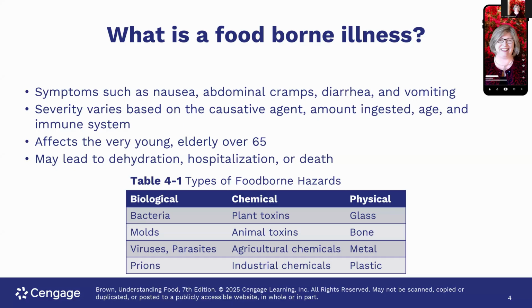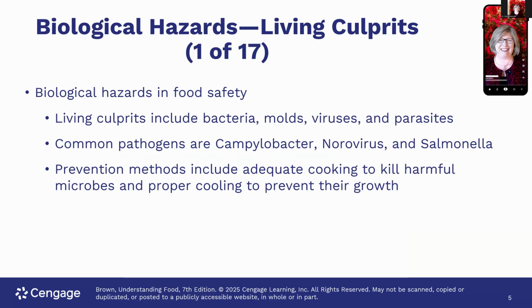The 3 major categories of foodborne hazards are biological, chemical, and physical. And we'll get into each of these as we go. Let's start with biological hazards. Biological hazards would be living culprits, including bacteria, molds, viruses, and parasites. Some of the common pathogens are Campylobacter, norovirus, and Salmonella. As we will see throughout this lesson, prevention methods will include adequate cooking to kill harmful microbes, which will mean cooking to a safe temperature, and then proper cooling to get that food in the safe temperature range quickly.